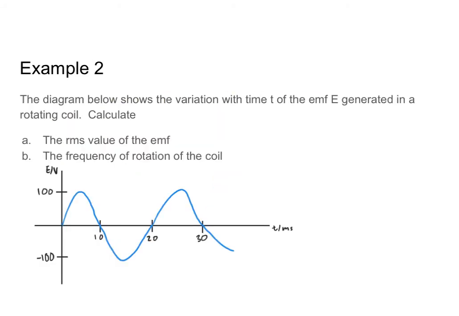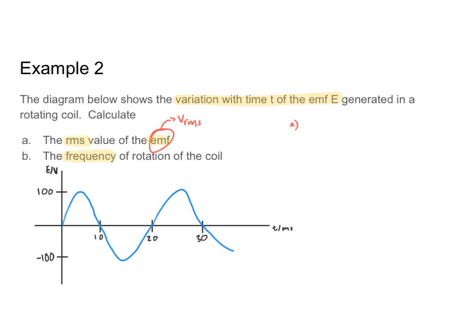So let's go ahead and look at another example. The diagram below shows the variation with time t of the EMF generated by a rotating coil. Calculate the RMS value of the EMF and the frequency of rotation of the coil. So let's get started by calculating the RMS value of the EMF. When we're looking to find the RMS value of the EMF specifically, what we're being asked to find is VRMS. So again, if you see EMF, you should automatically think you are finding your voltage root mean squared value versus your current root mean squared value.